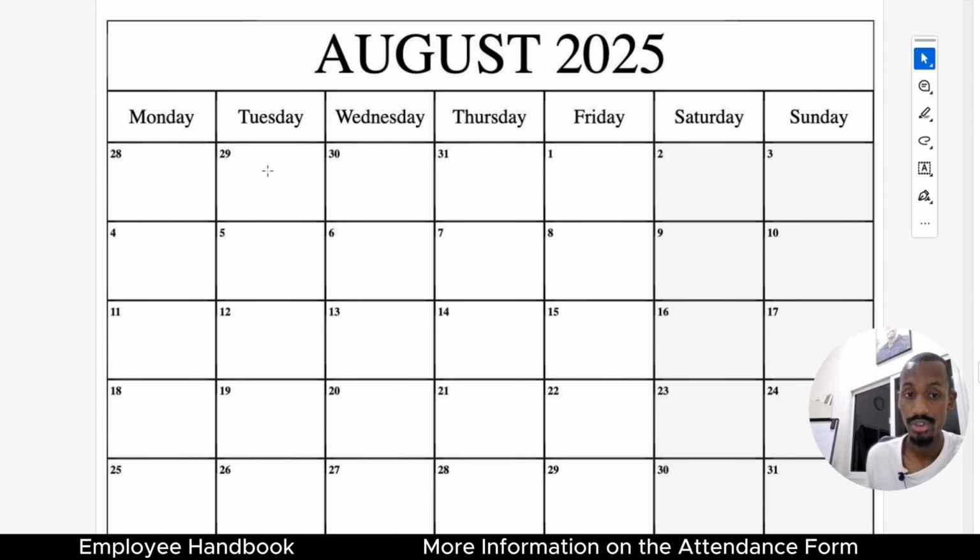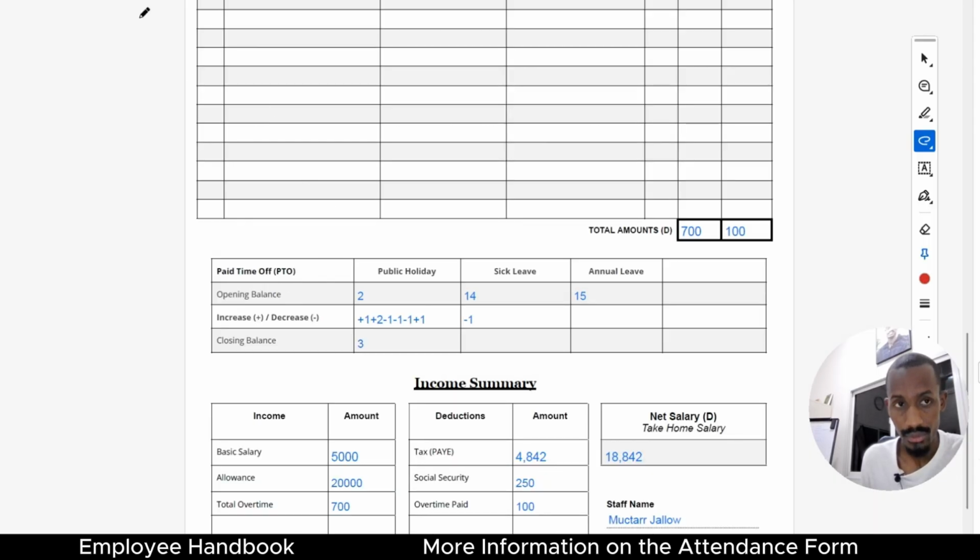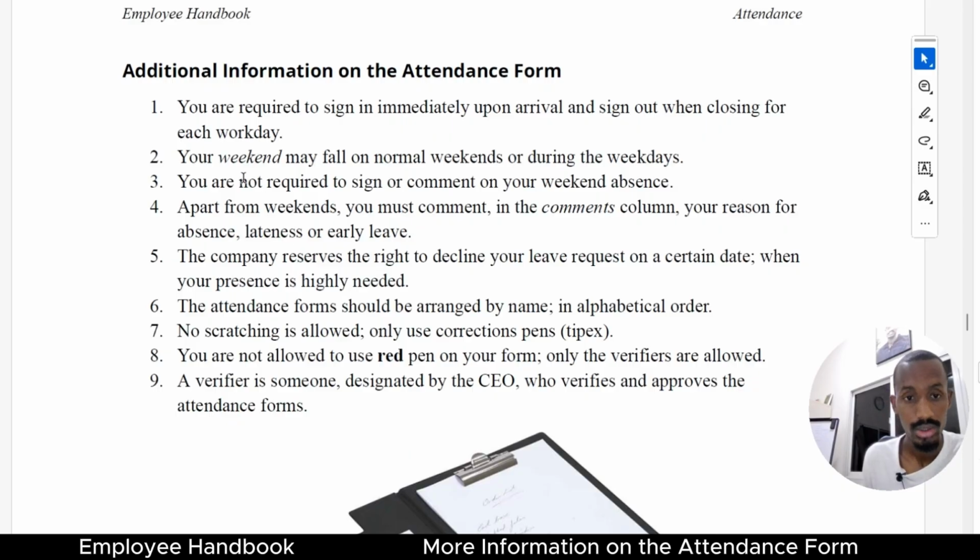That's why most of the logistics team are off on Tuesdays and Wednesdays. So for the logistics team, Tuesdays and Wednesdays are their off days. Each person's weekend will be determined probably during your contract. Some people might have Wednesdays, but generally Tuesday, Wednesday is for admin, and everybody will have their own individual weekend depending on the contract. So your weekend might fall on normal weekends or during the weekdays. If your off day is Tuesdays and Wednesdays, that means you call your weekend Tuesday, Wednesday.